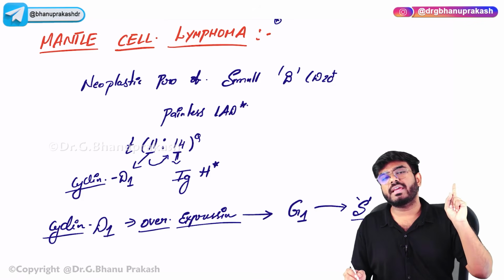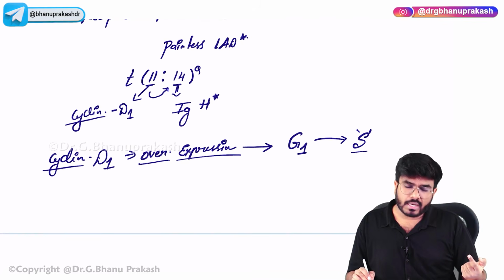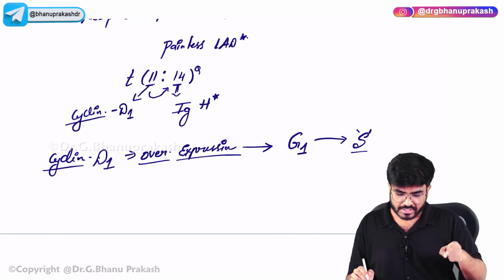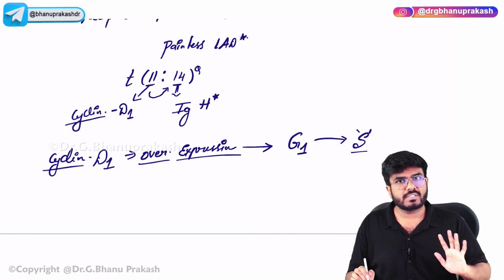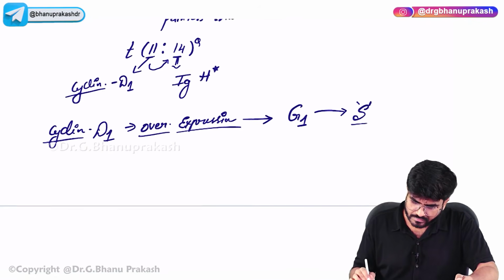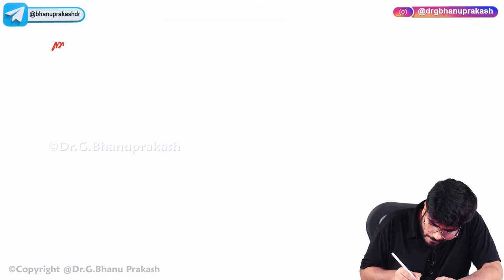So in follicular lymphoma, it is the 14-18 translocation. Here in mantle cell lymphoma, the translocation is the 11-14 translocation. There it is BCL2 overexpression. Here it is cyclin D1 overexpression. So this is enough regarding mantle cell lymphoma. After mantle cell lymphoma, let's discuss marginal zone lymphoma.